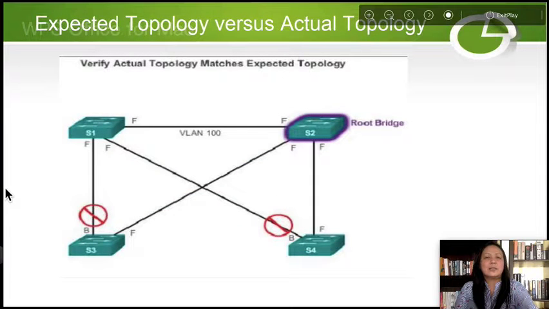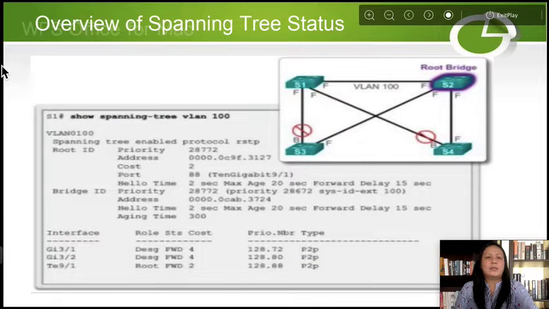Expected topology versus actual topology. So this is the difference. Verify the active topology matches the expected topology. This is an example for it. Then overlooking the spanning tree status. As we can see, this is the sample: S1 shows spanning-tree VLAN. So this is the spanning tree VLAN. This is our root bridge.